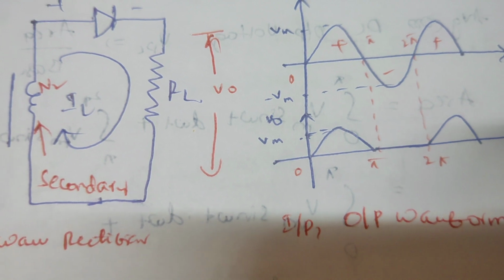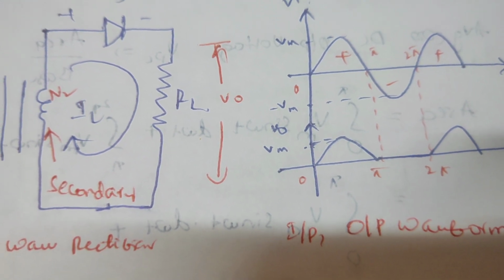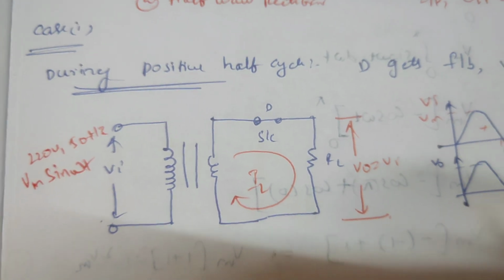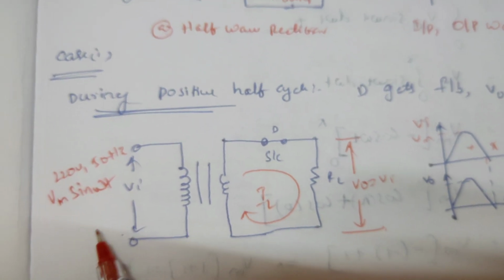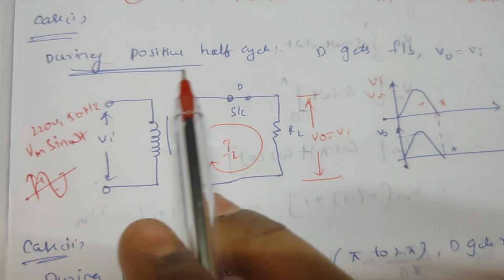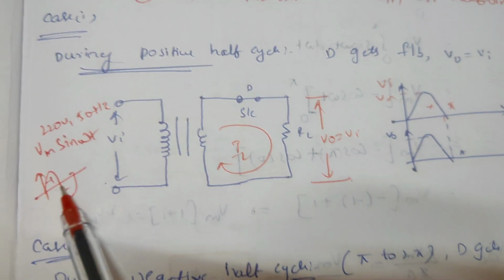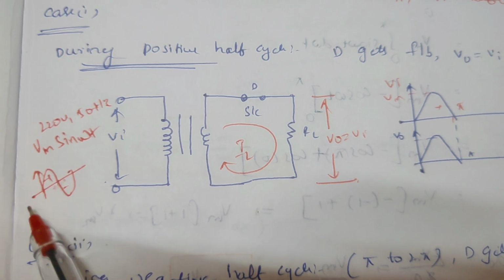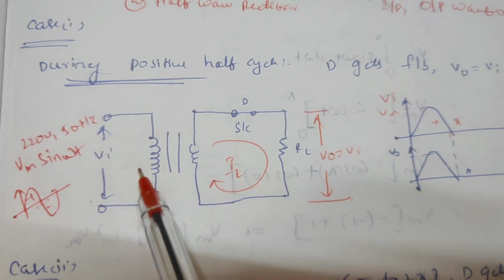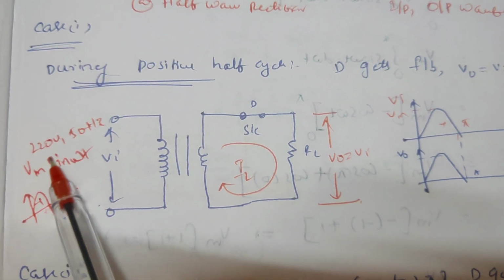Now we will see the operation of this half-wave rectifier. Let us consider case 1. Here I am considering only the positive half cycle, which is the time interval from 0 to pi. This is applied to the primary winding of the transformer, and this is of 220 volts.